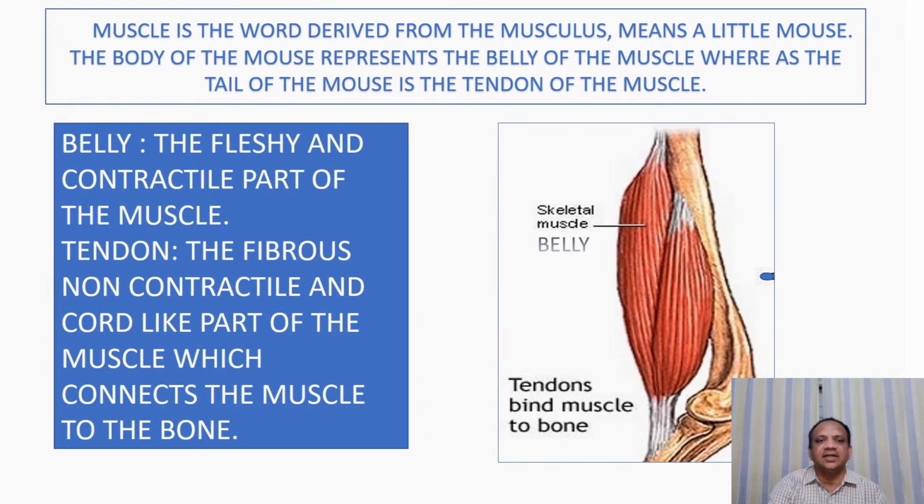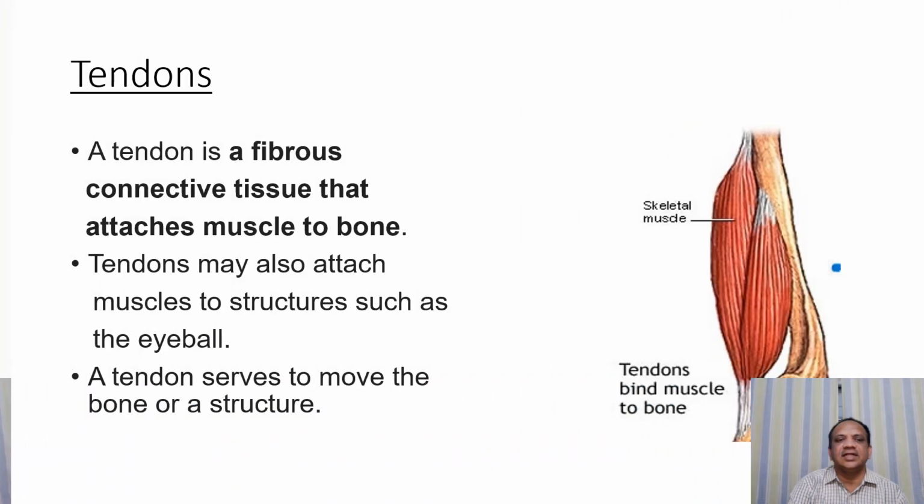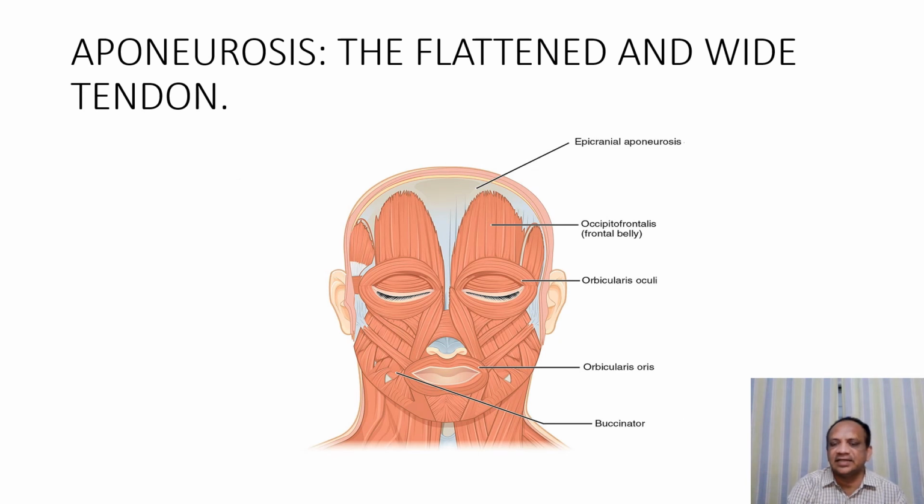A tendon is a fibrous connective tissue that attaches muscles to the bone. Tendons may also attach muscles to structures such as the eyeball. So a tendon serves to move the bone or a structure. Whenever the muscle with its belly contracts, the tendon pulls the bone to bend at the nearest joint.